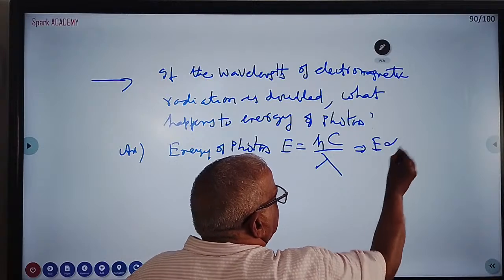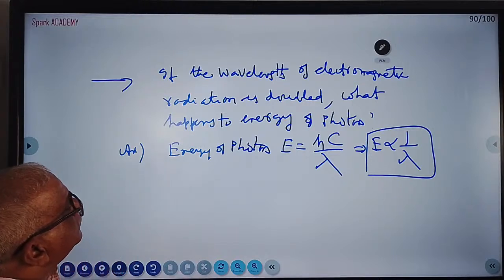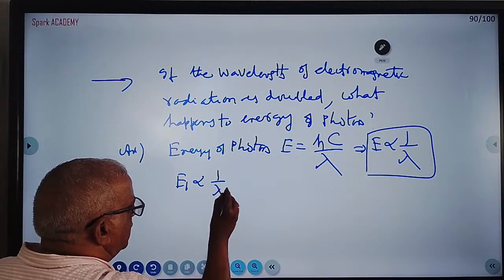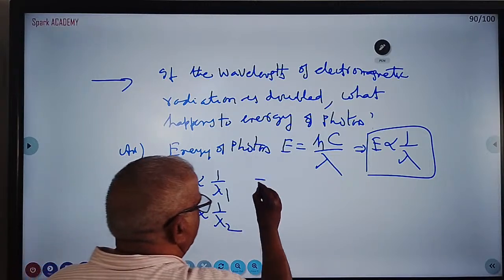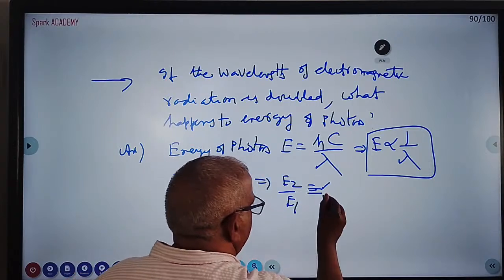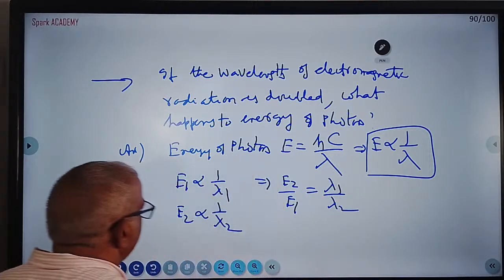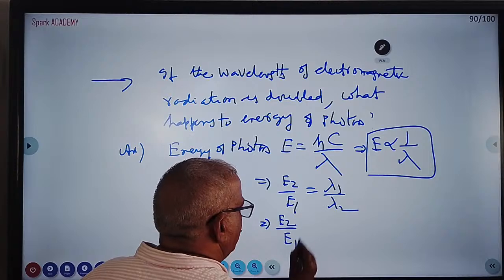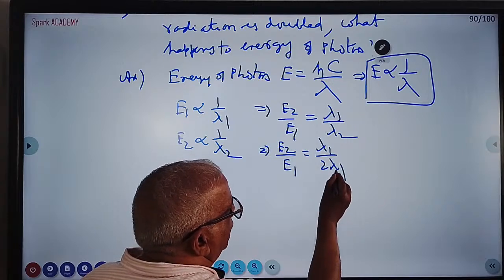Therefore, energy is inversely proportional to wavelength. If lambda is doubled, what will happen to energy? Let us say E1 is proportional to 1 by lambda 1, E2 is proportional to 1 by lambda 2. So it implies E2 by E1 is equal to lambda 1 by lambda 2. Wavelength is doubled, means final wavelength is 2 lambda 1.